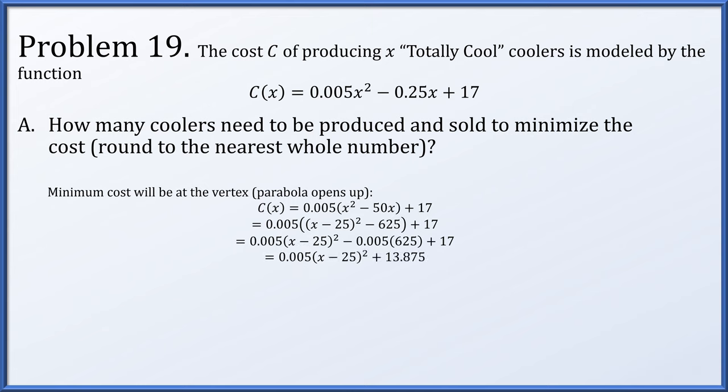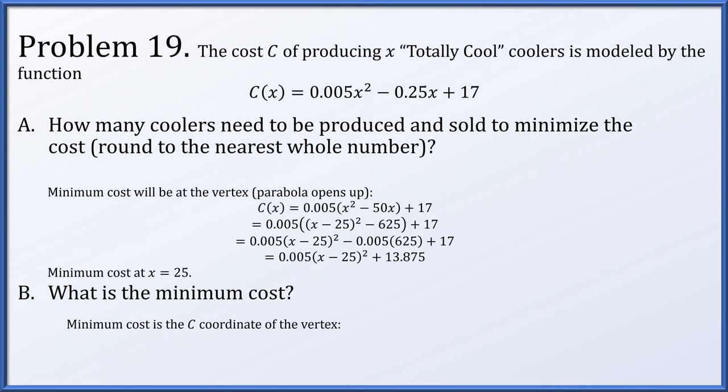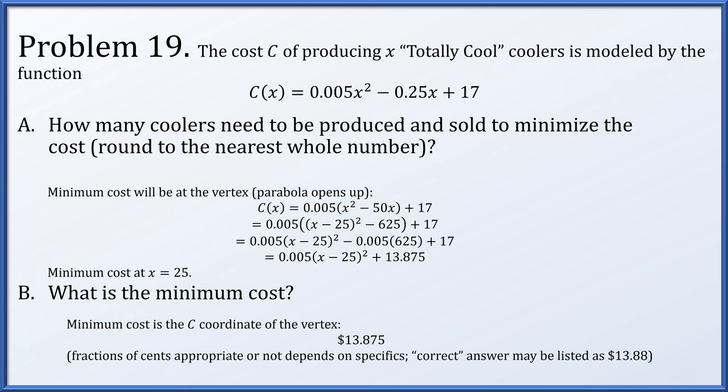And we see that C of x is 0.005 times the quantity x minus 25 squared plus 13.875, which gives a nice whole number of x being 25. That is the x coordinate of the vertex. That is how many coolers need to be produced to find this minimum cost. Now, part B says, what is the minimum cost? Well, that's just going to be the C coordinate of the vertex, 13.875.